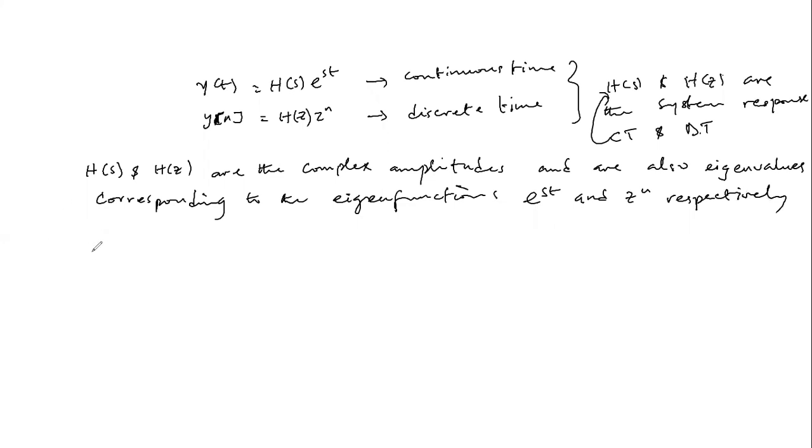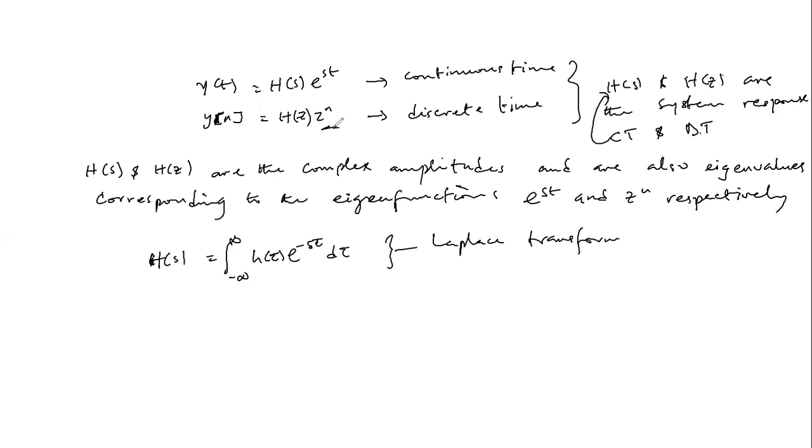So the complex amplitude, which is the same as the system response, is therefore h of s, the integral from negative infinity to infinity, the convolution integral, of h of tau e to the negative s tau, which is the Laplace transform of the system, as we saw earlier.